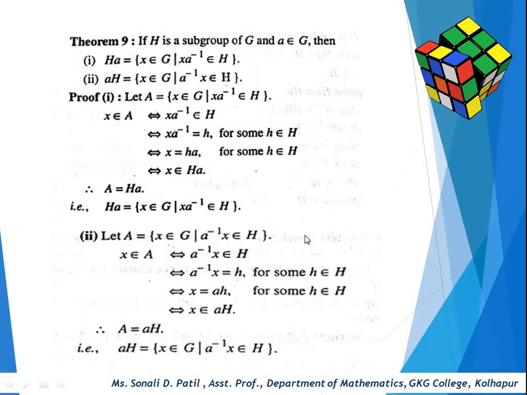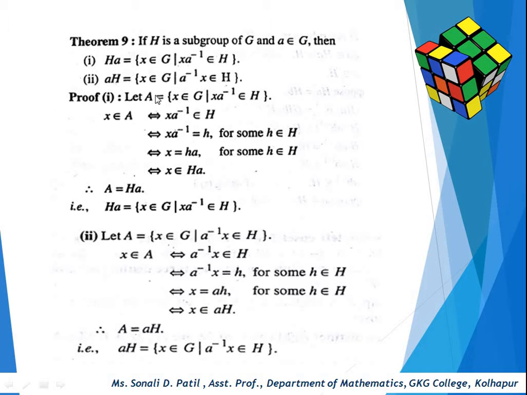Okay, so next, there is one theorem. If H is a subgroup of G and a belongs to G, then first, Ha = {x belongs to G such that xa inverse belongs to H}, and second, aH = {x belongs to G such that a inverse x belongs to H}. So let's start with the proof.